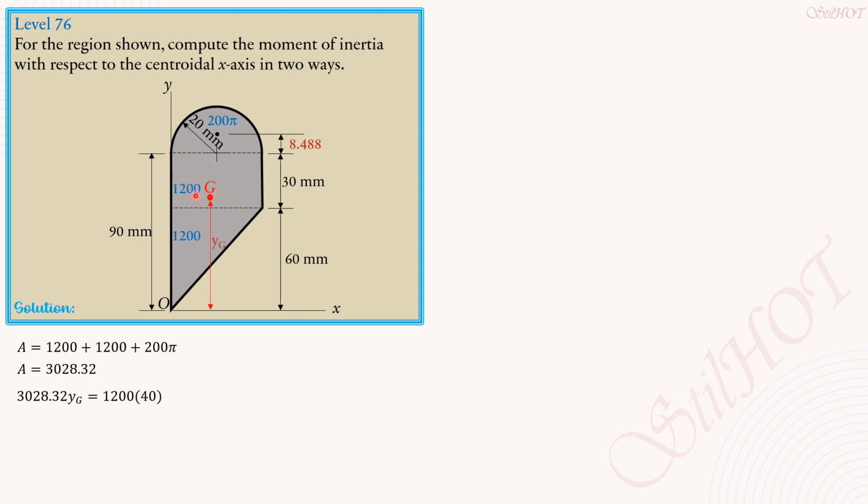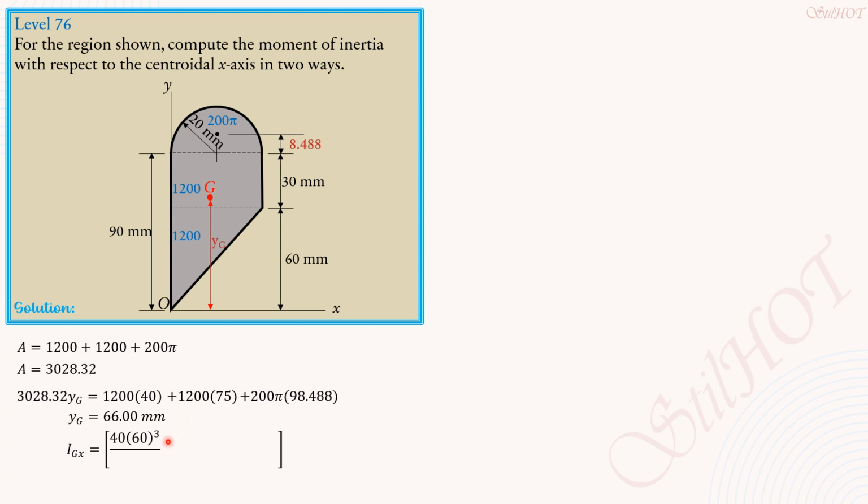Plus 1,200, the location of the centroid of this rectangle is 60 plus 1/2 of 30, which is 15, so 75. So plus 1,200 times 75, then plus 200 pi times 98.488. So this is 98.488. So solving for yg is equal to 66.00 mm.